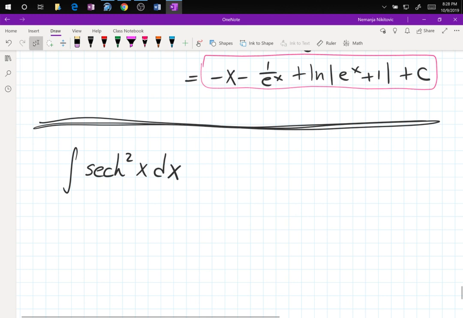Go. Which one? Good. That's correct. So it's a basic integral. Tangent hyperbolic x plus c, right? Prove it.